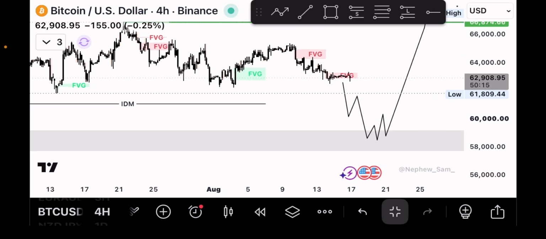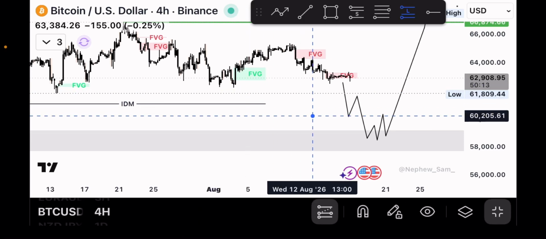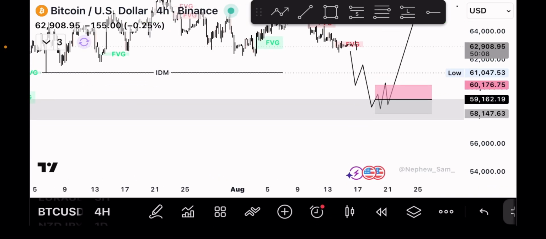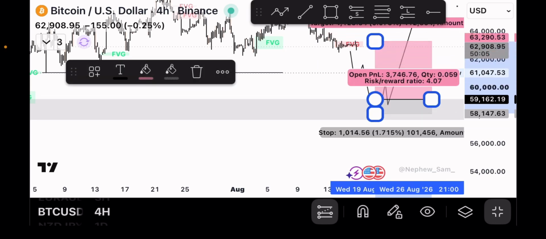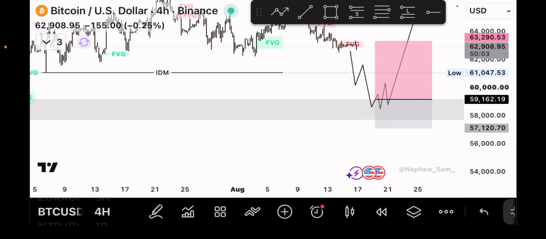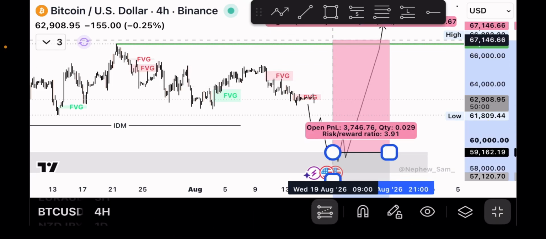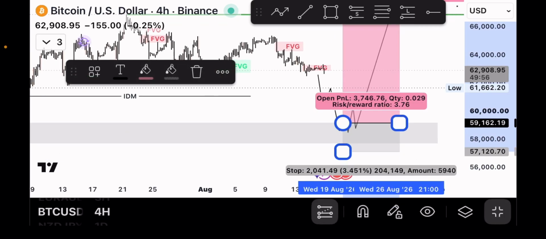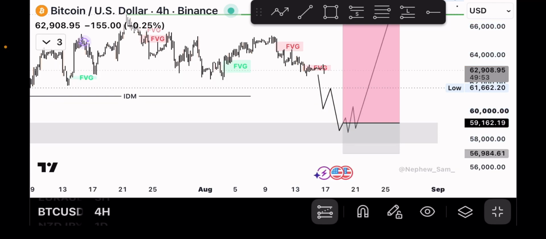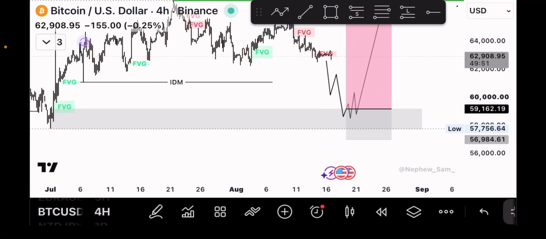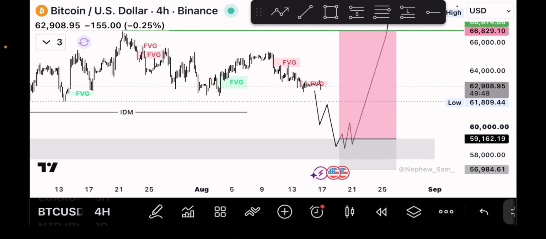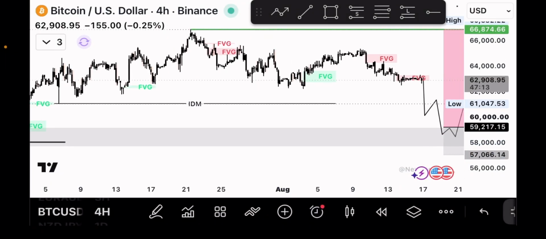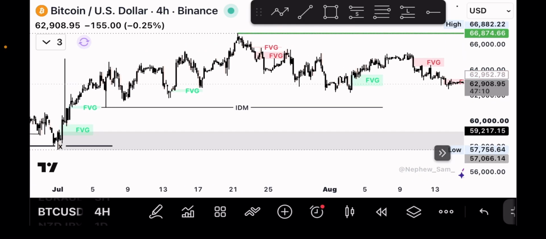So you can put your long position tool. That's the long position tool. You target the high, then you take your stop loss below the key level. So now we have our top-down analysis.